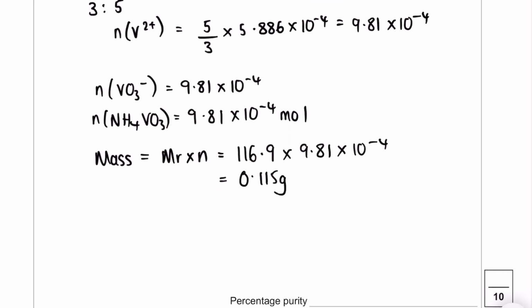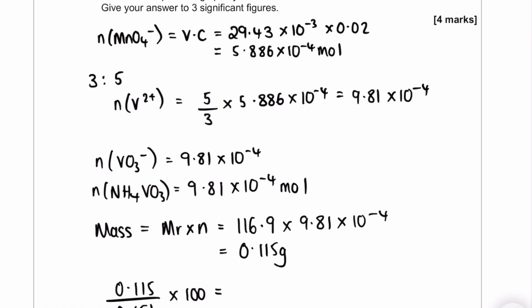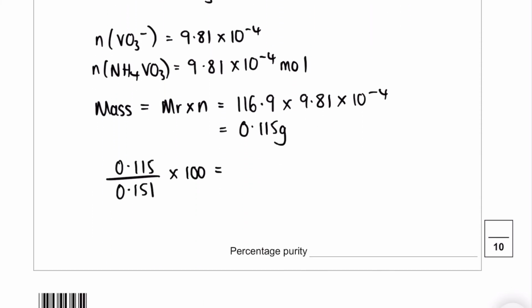And then we want to express that as a percentage of the 0.151 grams that were in the question. And that is coming out as 75.9%. Give your answer to 3 significant figures. Now, I've kept all my numbers on the calculator. If you do some 3 significant figure rounding, you may get 76.0%.